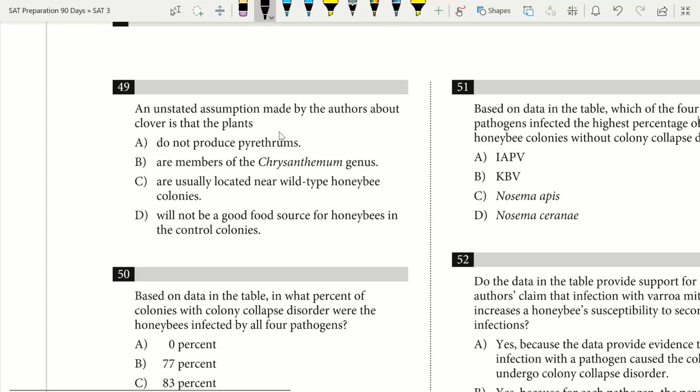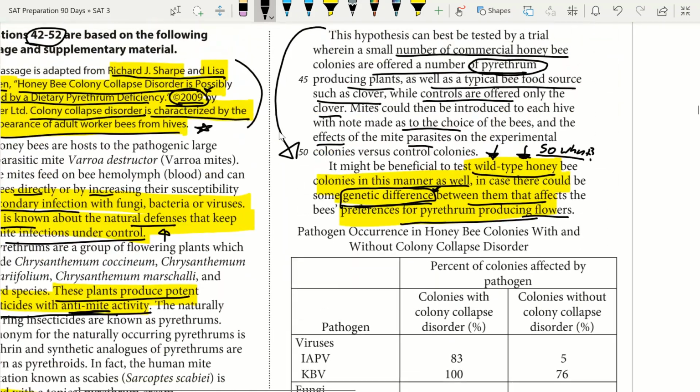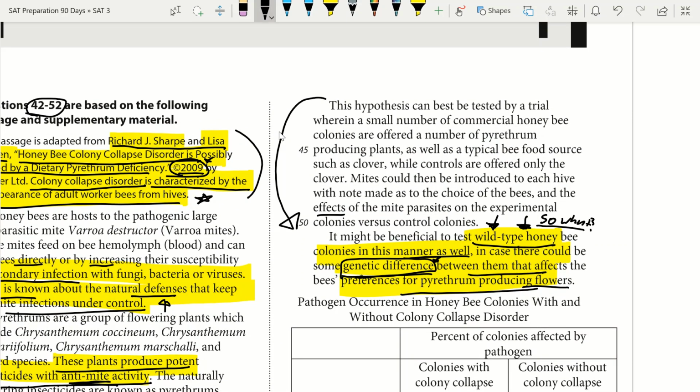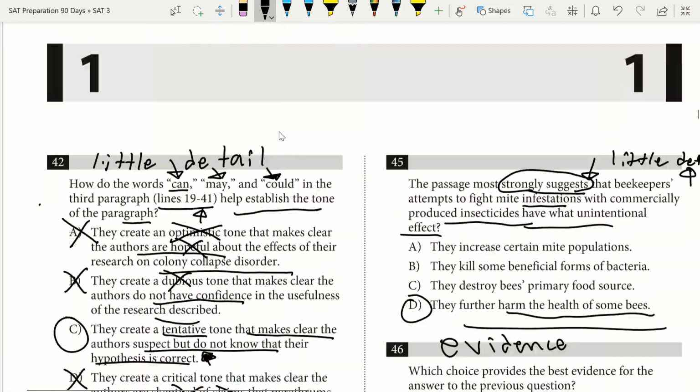49, an unstated assumption made by the authors about clover is that the plants, A, that's going to be do not produce pyrethrum. So how did I know that so fast? Well, if we're going to use clover as a control, which we say that we do, and I'll go ahead and show you up here, I'm going to erase some of this underlining so you can see it better, right? All right, so we have, they're going to be offered a number of pyrethrum producing plants as well as a typical bee food source such as clover, okay? So if that control is going to be the clover, then it can't have pyrethrum because then it isn't a control, okay? So that clover cannot have pyrethrum in it.